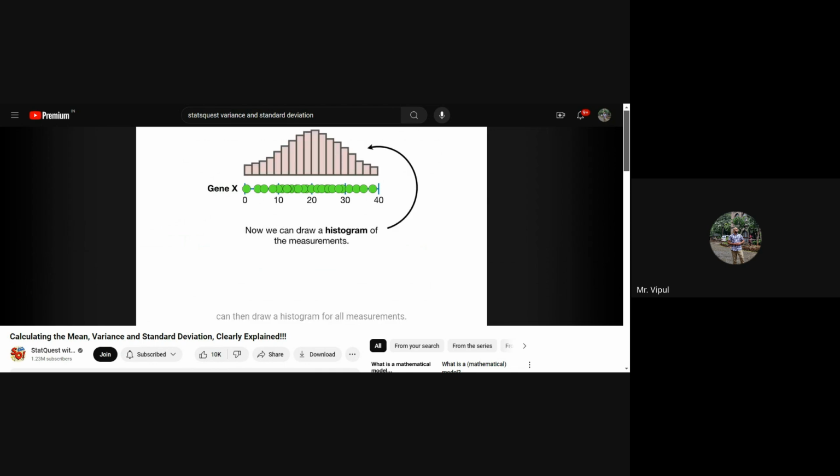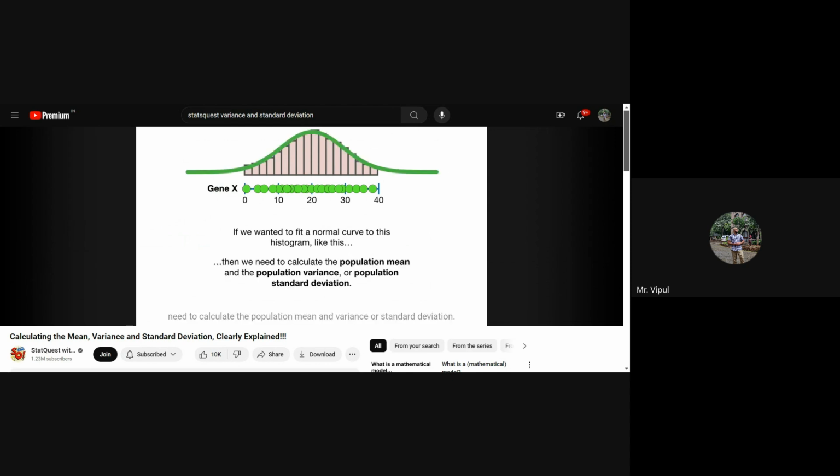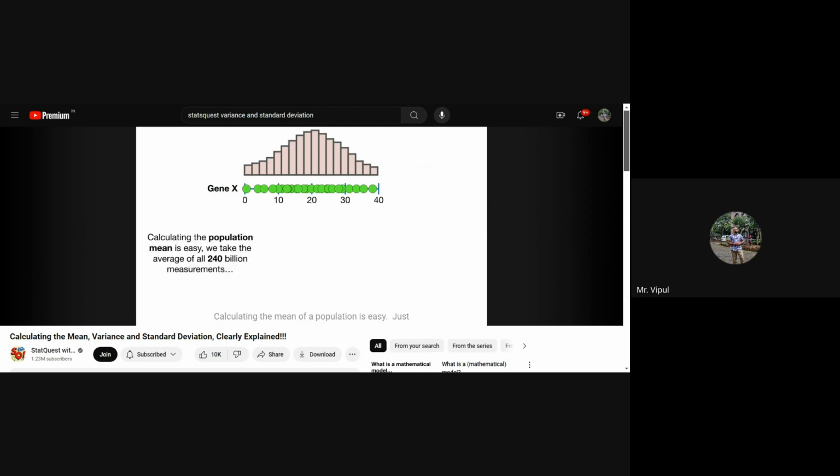Now we can draw a histogram of the measurements. If we wanted to fit a normal curve to this histogram like this, then we need to calculate the population mean and the population variance or population standard deviation. Calculating the population mean is easy. We take the average of all 240 billion measurements.